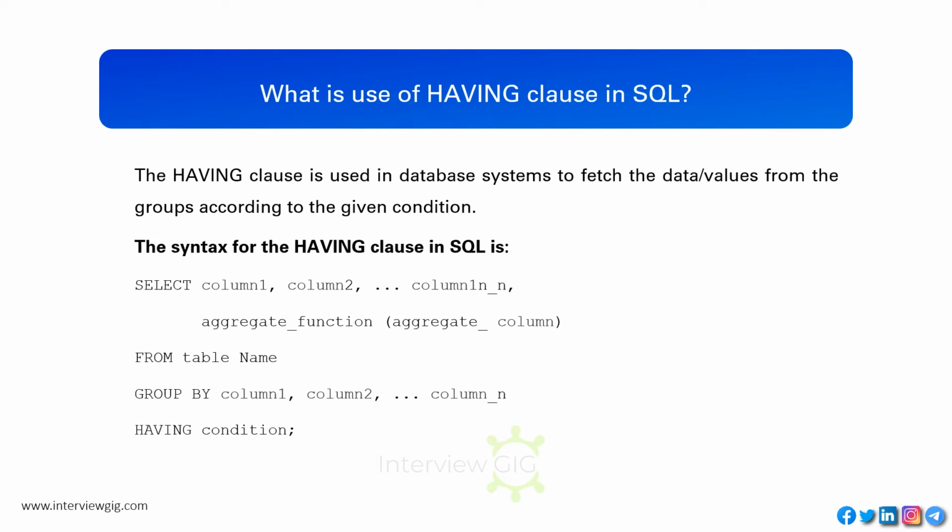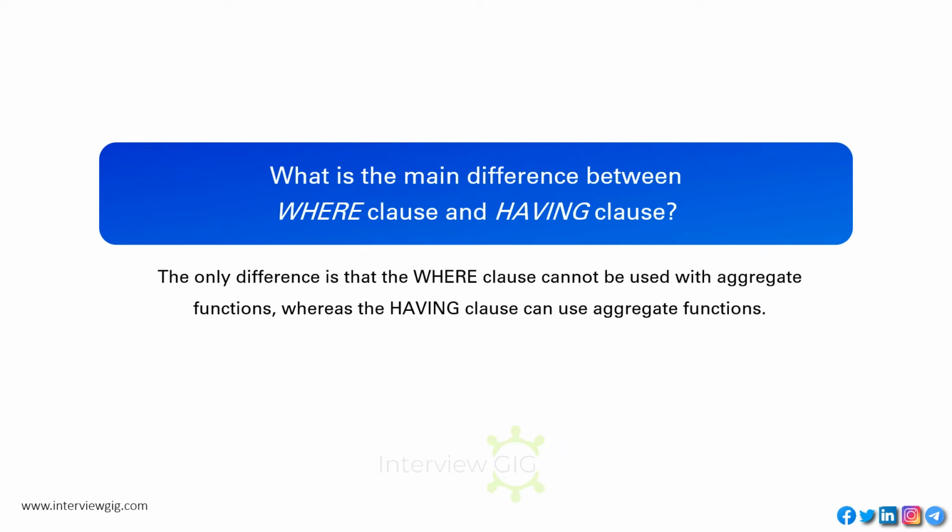What is the use of having clause in SQL? The having clause is used in database systems to fetch the data values from the groups according to the given condition. The syntax for the having clause in SQL is: select column 1, column 2, ... column N, aggregate function (aggregate column) from table name group by column 1, column 2, ... column N having condition.